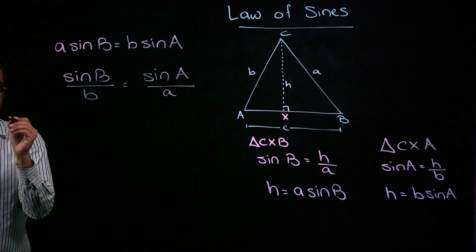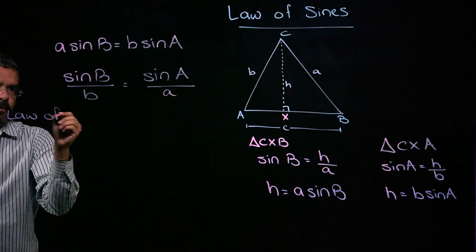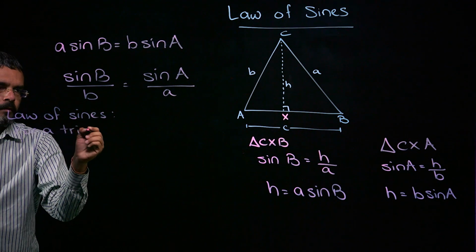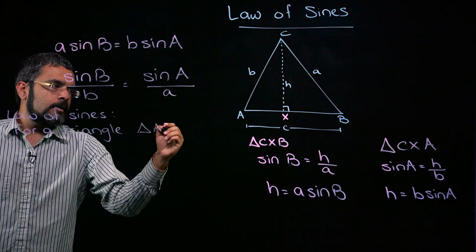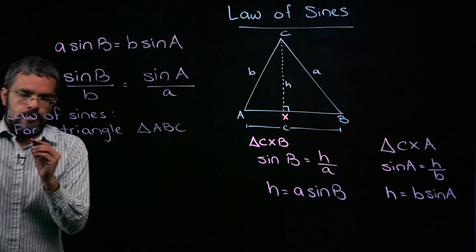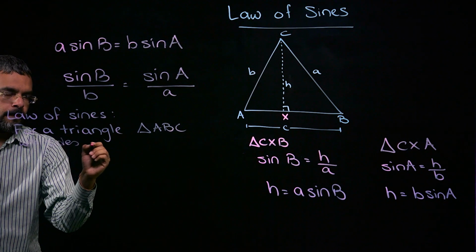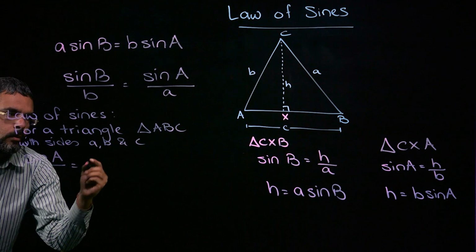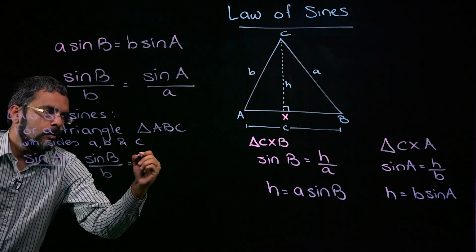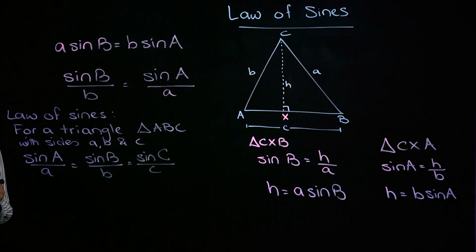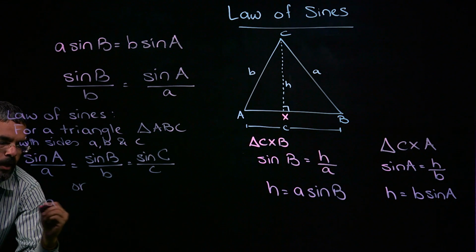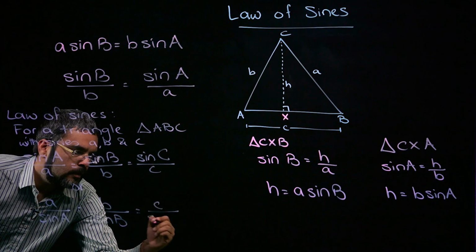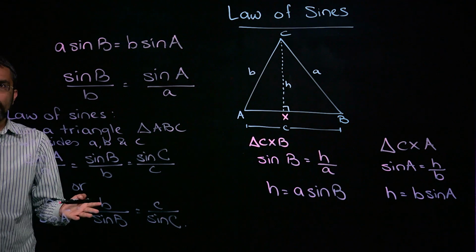So the law of sines states that for a triangle ABC, with sides A, B, and C, we have sine A over A equals sine B over B equals sine C over C. Or we could also write this as, sometimes you might also see it as, A over sine A equals B over sine B equals C over sine C. So this is what we call the law of sines.